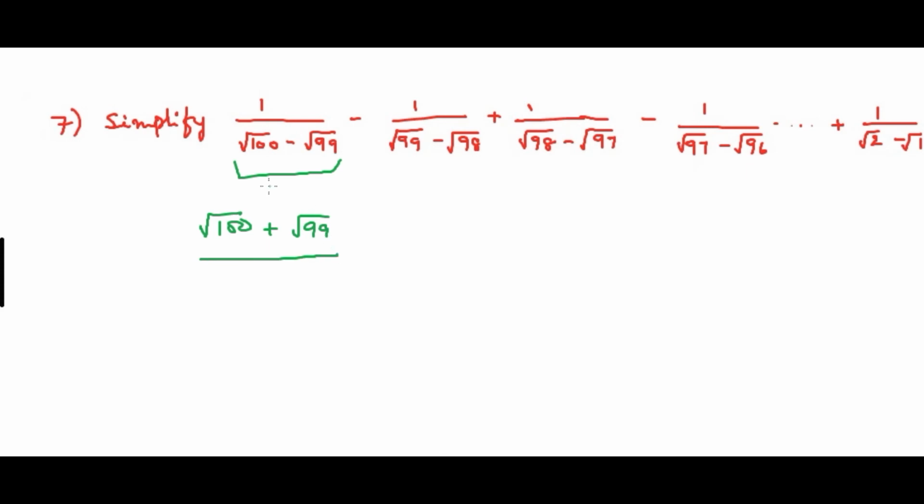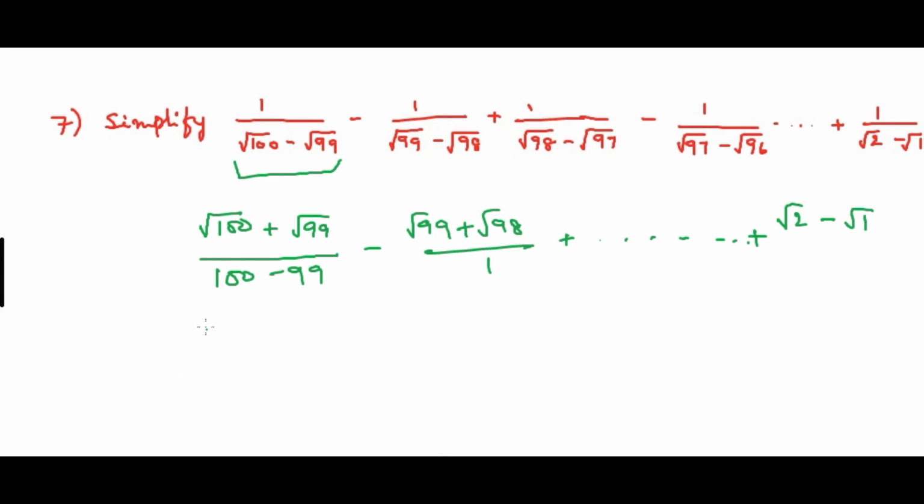Then what will happen? In the denominator you will get a minus b. Now we are multiplying with a plus b, so that will be equal to a square minus b square. So it will be 100 minus 99. Same thing will happen to this also. Root 99 plus root 98 by 1. Same thing, 99 minus 98, and so on. So at the end we will get root 2 minus root 1.